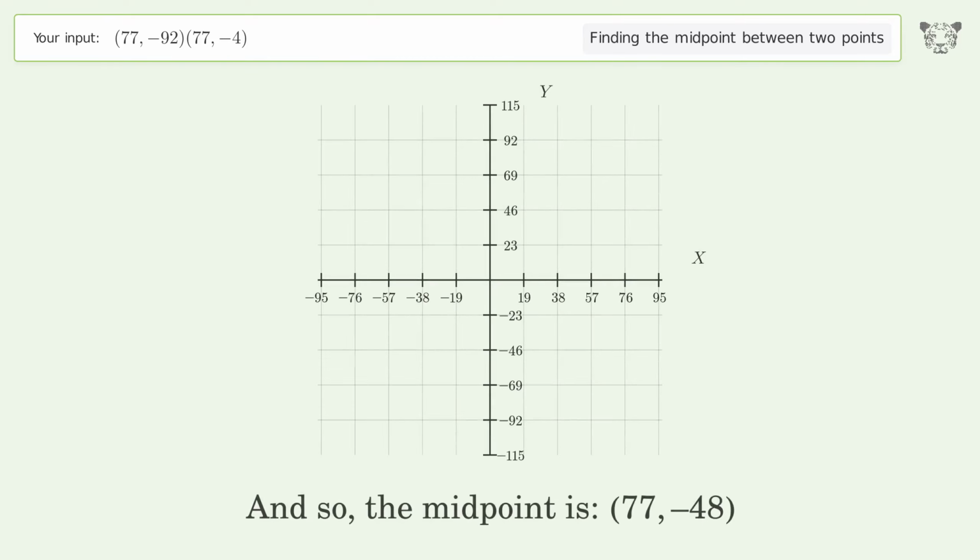And so, the midpoint is 77, negative 48.